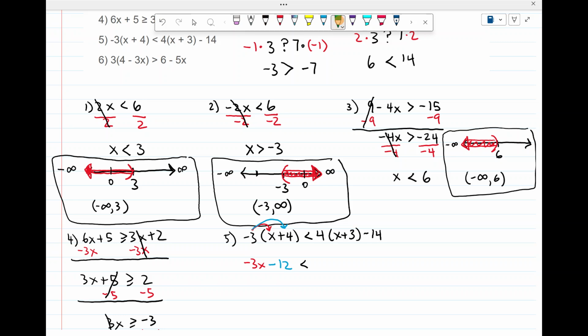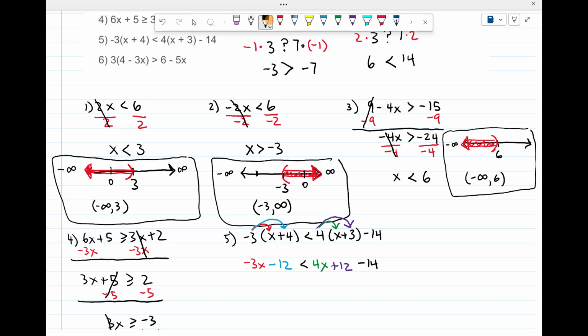I'm going to distribute the 4. 4 times x is 4x. And then 4 times positive 3 is positive 12. Bring down the minus 14.